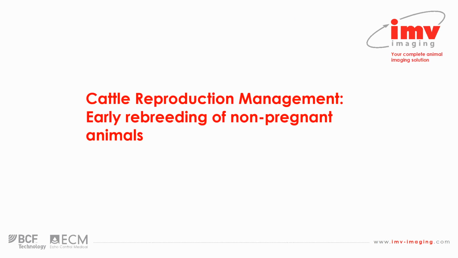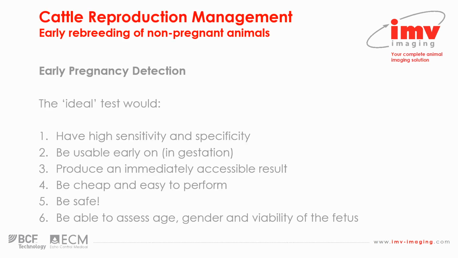Early rebreeding of the non-pregnant animal is very important, and key to that is early pregnancy detection, and that's clearly where ultrasonography comes in. So if we think about early pregnancy detection, we need some kind of test to detect pregnancy, and an ideal test would have at least some of these features. The more the better, and there may be others that you might think worth adding to this list.